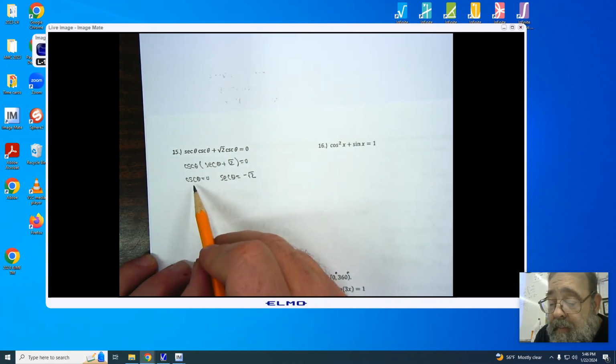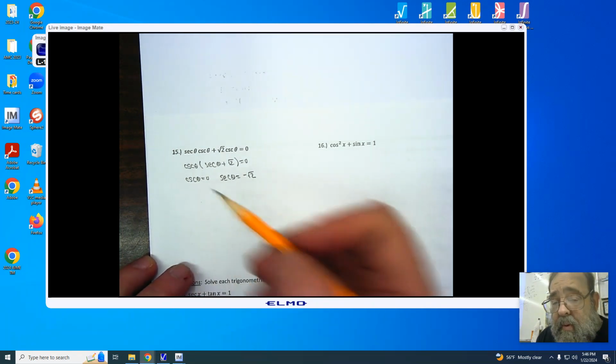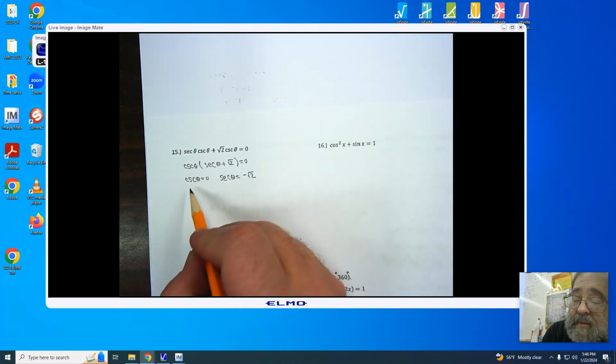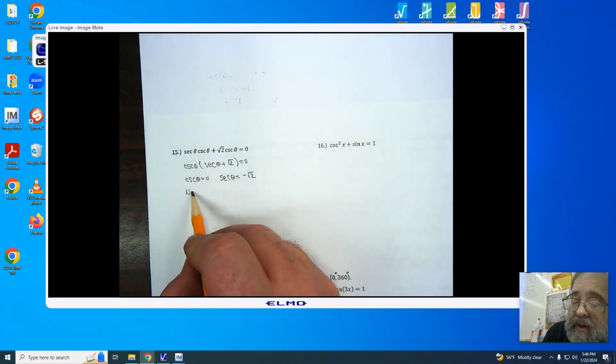Now, when we talk about the cosecant, it's important to remember that our cosecant, as well as our secant, have a range that must be greater than 1 or less than negative 1. And you'll notice in between negative 1 and 1, the cosecant and the secant cannot work, which means that this portion right here is a no solution.